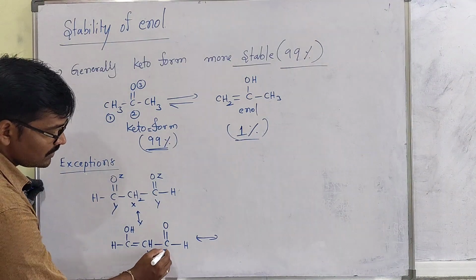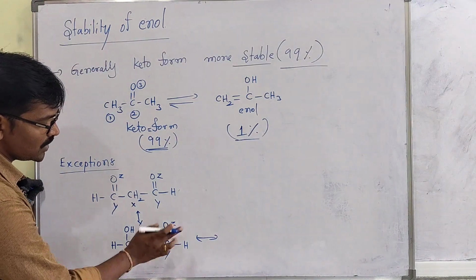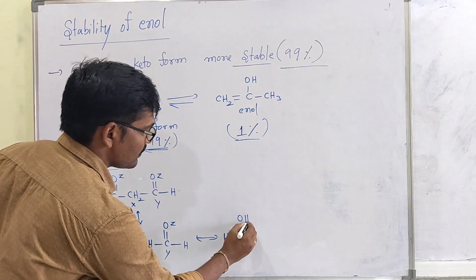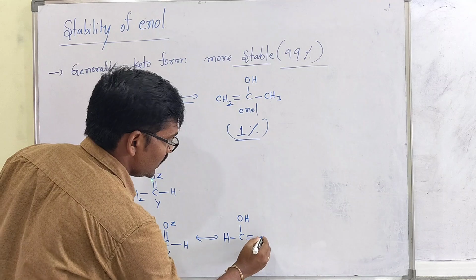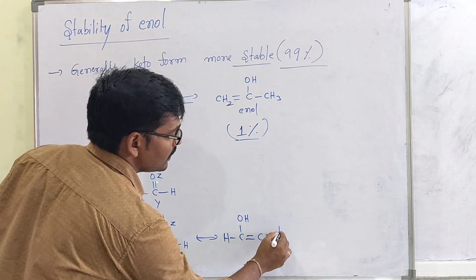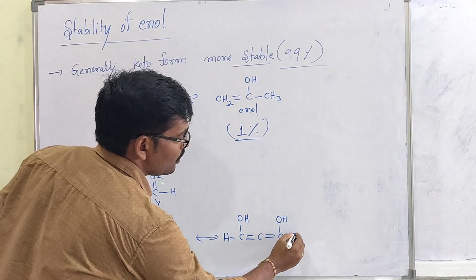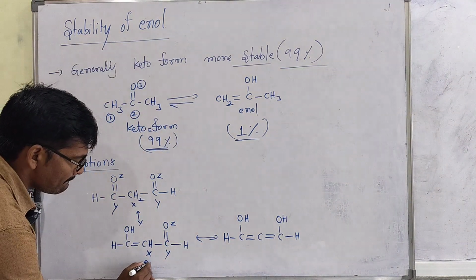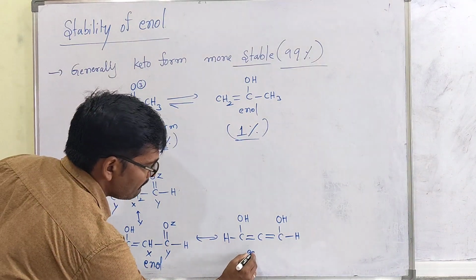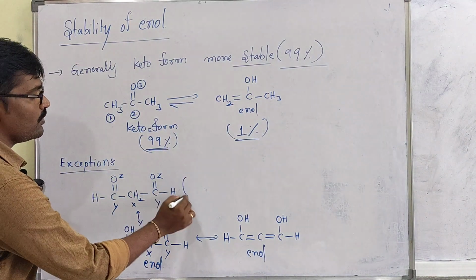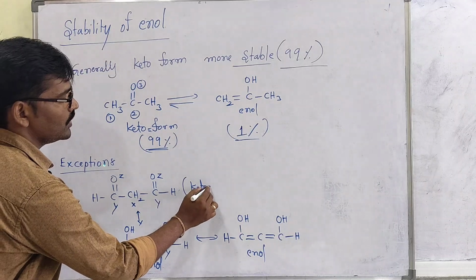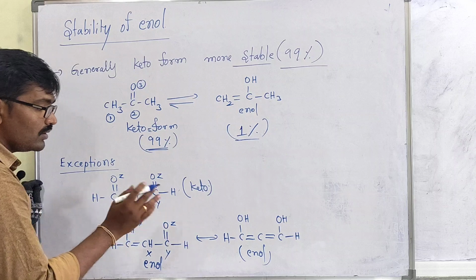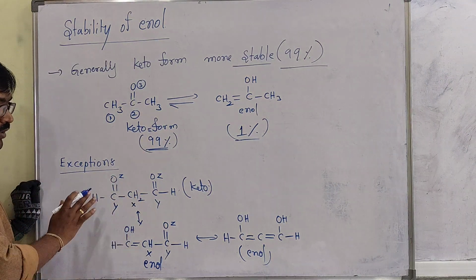So that is XYZ. Okay, the hydrogen has transferred from here to here. HCOH double bond C, then again double bond C, then OH, then bond H, like this will be there. This is the enol form, and this is the keto form. Which is most stable, enol or keto, among these three compounds?